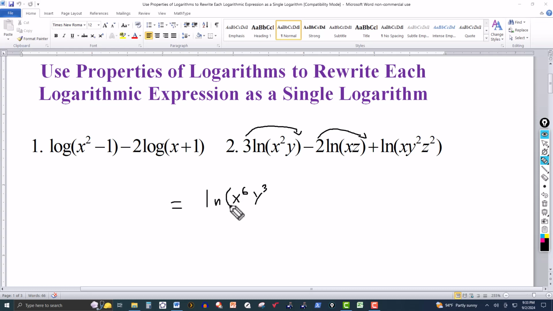And then we put parentheses on this because it's the log of that whole thing there. The next one, again, I'm going to take the 2 over here, leave the minus there, so this will be ln of x to the 2nd, so it'll be x squared. And then z to the 2nd here, z squared.